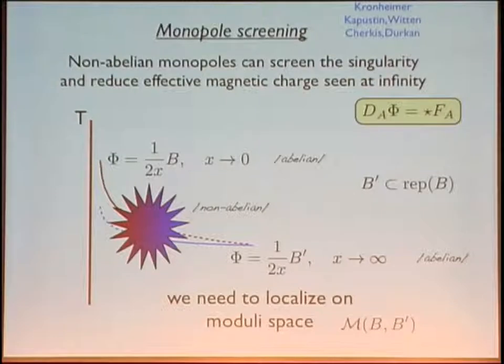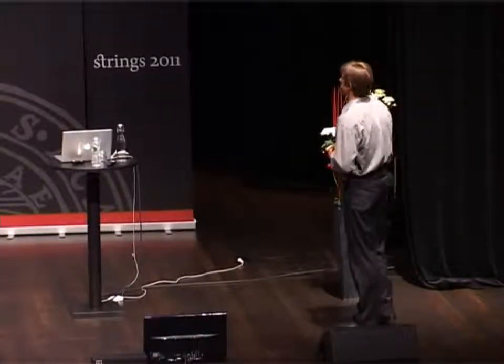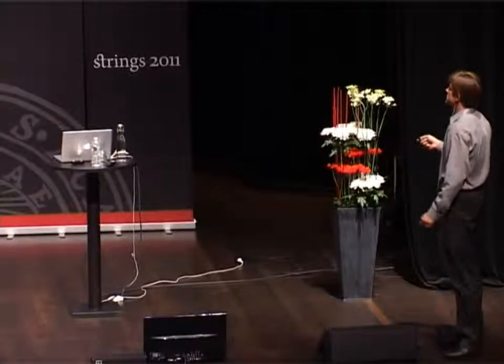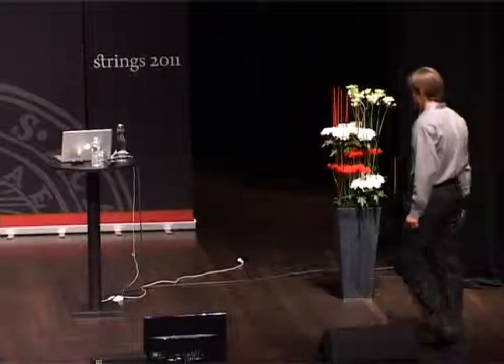Near the loop, the equations look like Bogomolny equations, d phi equals star F, and we know that these equations can have non-trivial solutions which behave roughly as an abelian solution with this parameter b when x goes to zero, but with another parameter, b prime, which is smaller than b by some coroot amount, when x goes to infinity. In between the two regions, x zero and x infinity, the solution is some complicated non-abelian configuration, which is drawn symbolically like this. So if you want to include those monopole corrections, we need to localize on the moduli space of these non-abelian monopoles with parameters b and b prime, and sum over all possible b primes.